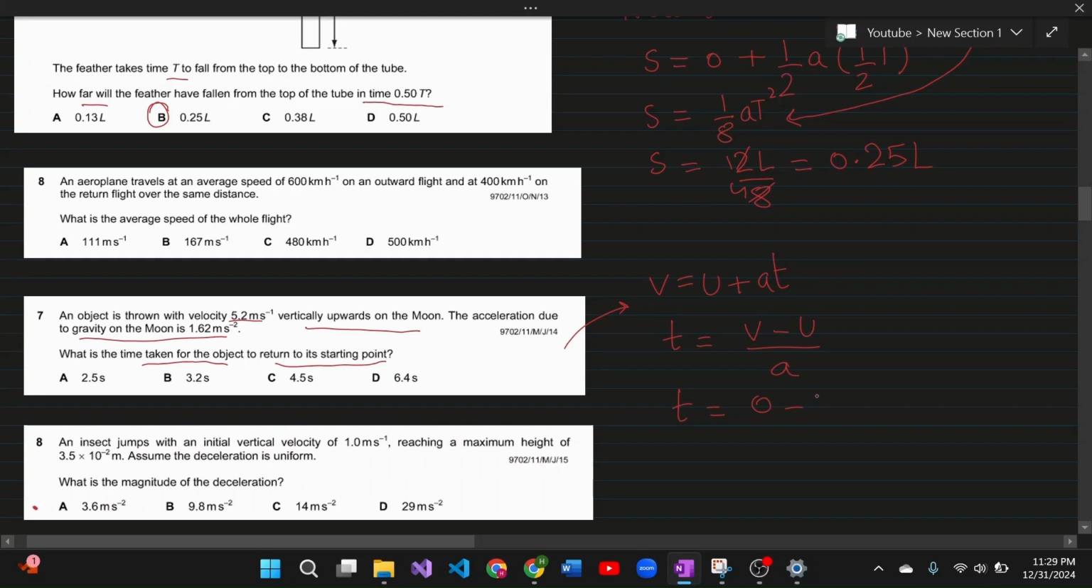So 0 minus 5.2 over minus 1.6, because acceleration will become negative. Okay, so we would get around 3.2 seconds. Now this time is only for moving upwards. It would again take 3.2 seconds to move down. So 3.2 seconds plus 3.2 seconds will be 6.4 seconds. This would be the correct answer.